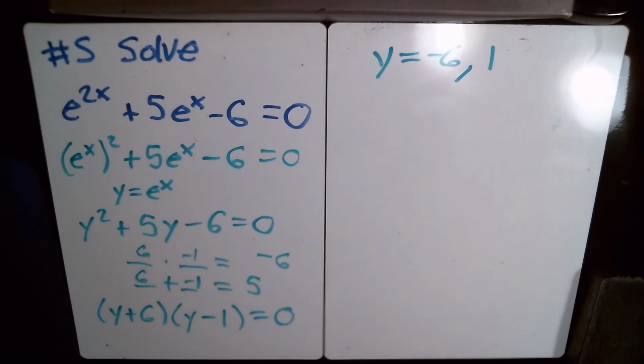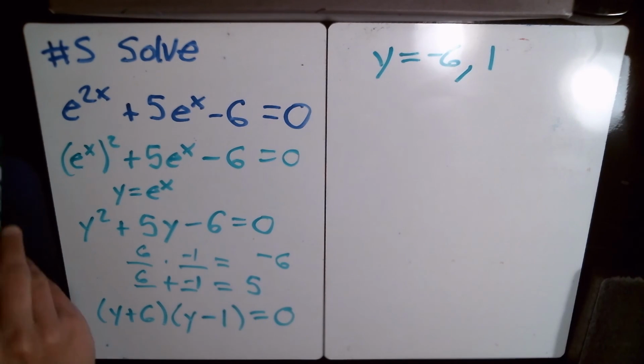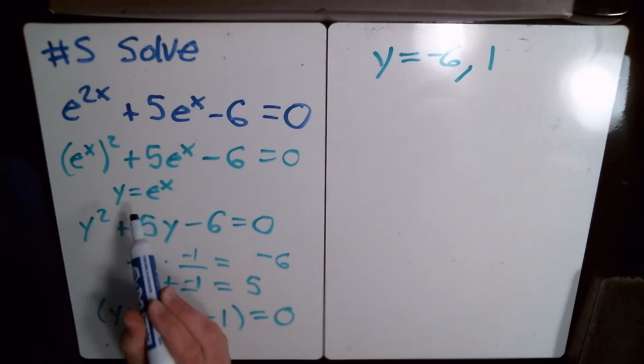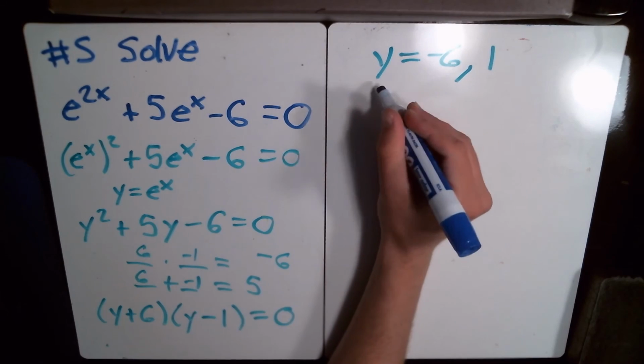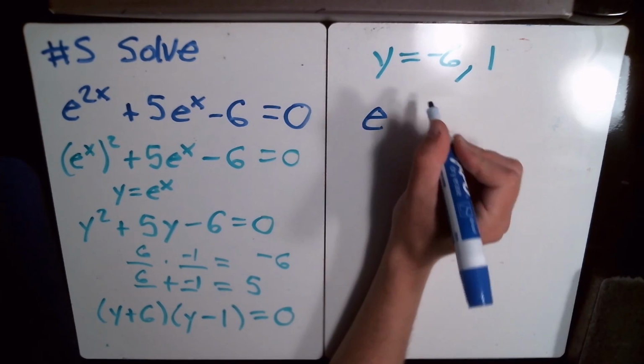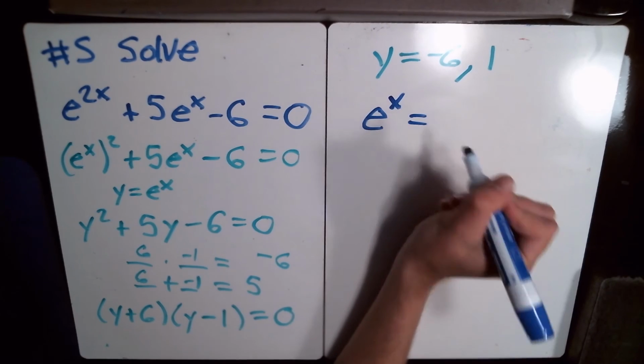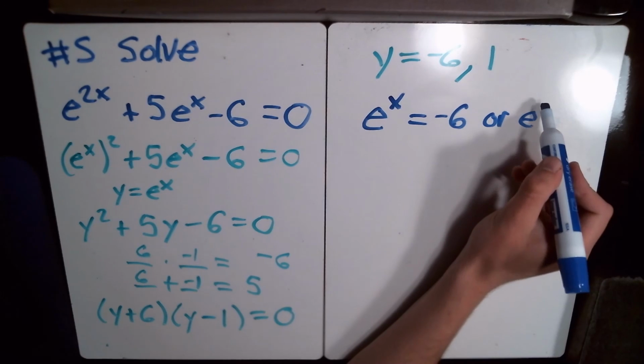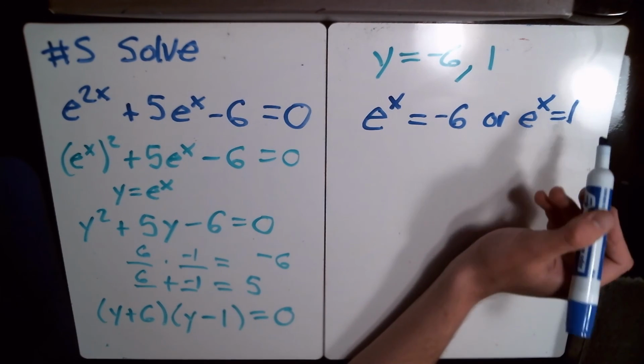Okay. So negative 6 and positive 1 are the two solutions for y, but I wasn't really looking for y originally, right? I was looking for x. So to find x, what I'm going to need to do is plug back in what y is. Well, y was e to the x. So really, by saying y is these two things, I need to have e to the x equals negative 6, or e to the x is positive 1.